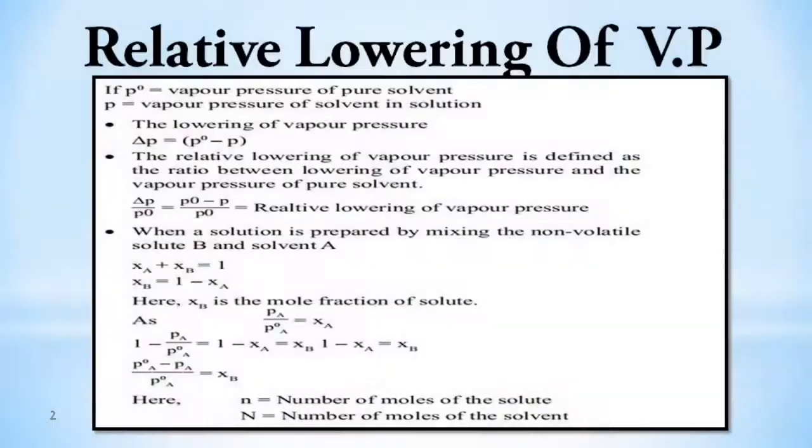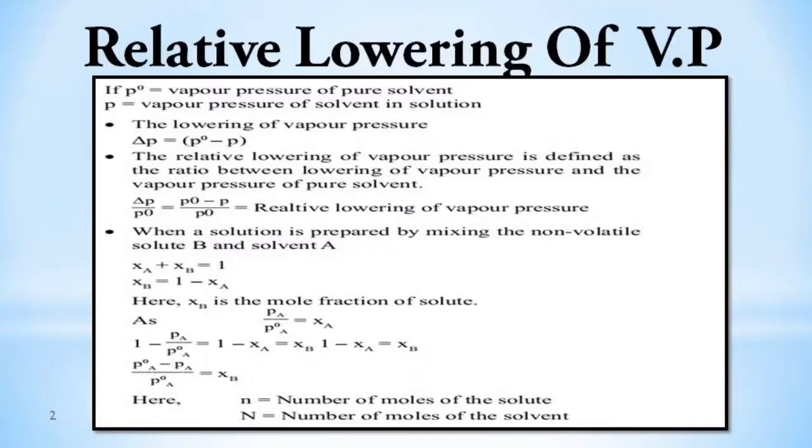Relative lowering of vapor pressure. If P0 is equal to the vapor pressure of pure solvent, and P is equal to the vapor pressure of solvent in solution, the lowering of vapor pressure, delta P, is equal to P0 minus P. The relative lowering of vapor pressure is defined as the ratio between lowering of vapor pressure and the vapor pressure of pure solvent. Delta P by P0 is equal to P0 minus P by P0. That is relative lowering of vapor pressure.